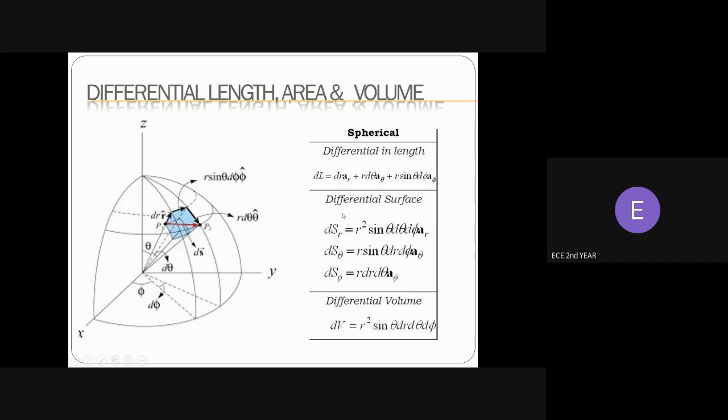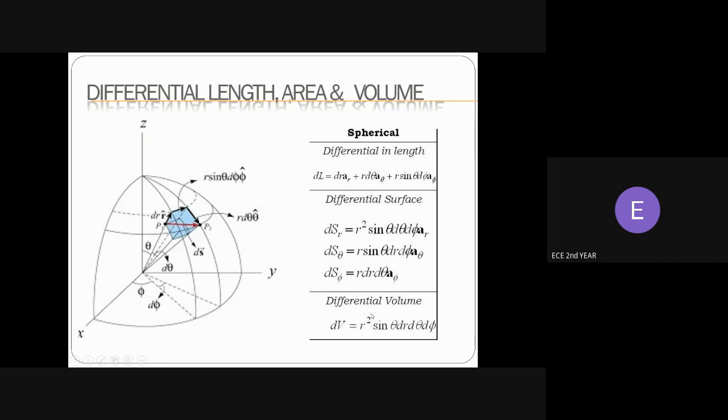Next one is the differential surface. If you take ds_r, it will be r squared sine theta d theta d phi a_r. In theta, ds_theta equals r sine theta dr d phi a_theta, and for the phi direction it is ds_phi equals r dr d theta a_phi. Finally, the differential volume formula is r squared sine theta dr d theta d phi. And as I said, this is the multiplication of differential length in all the directions.